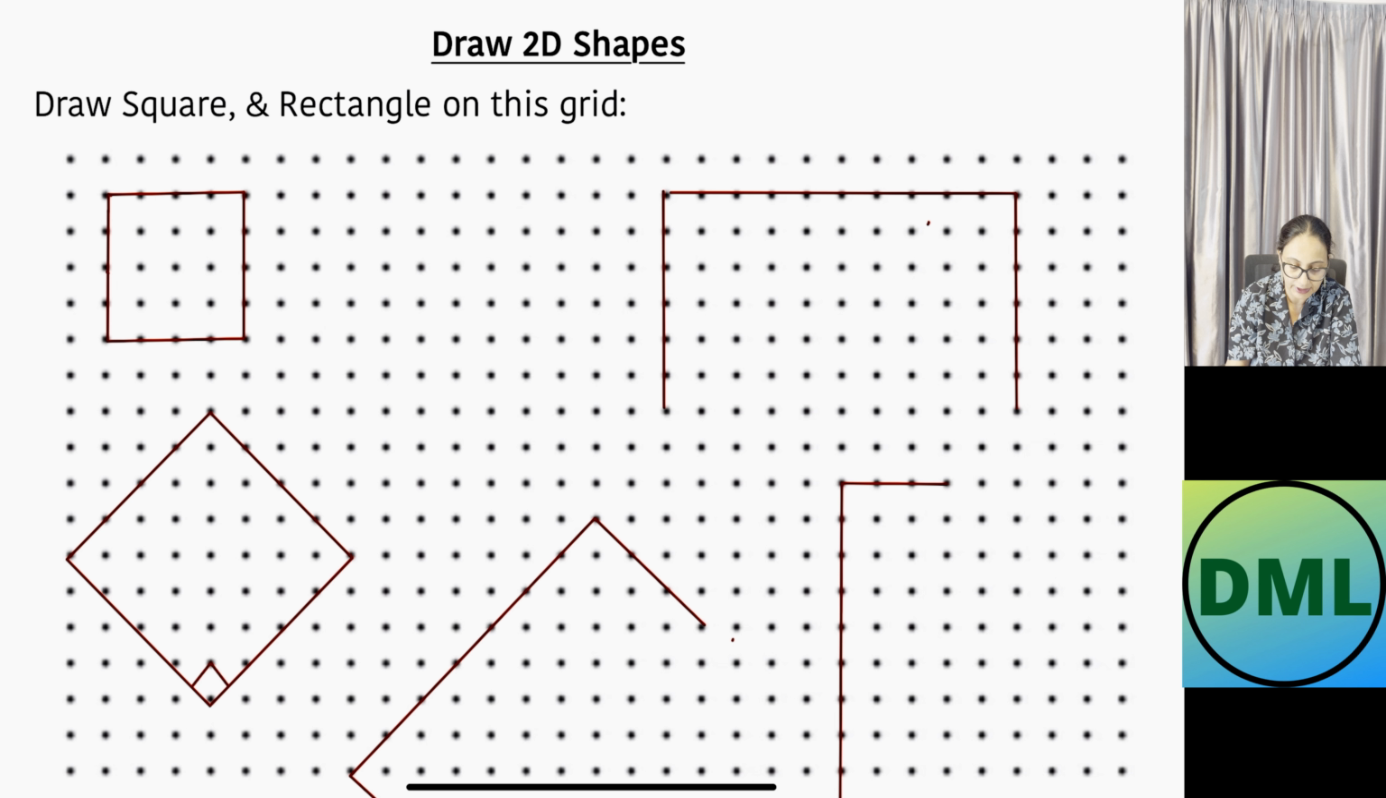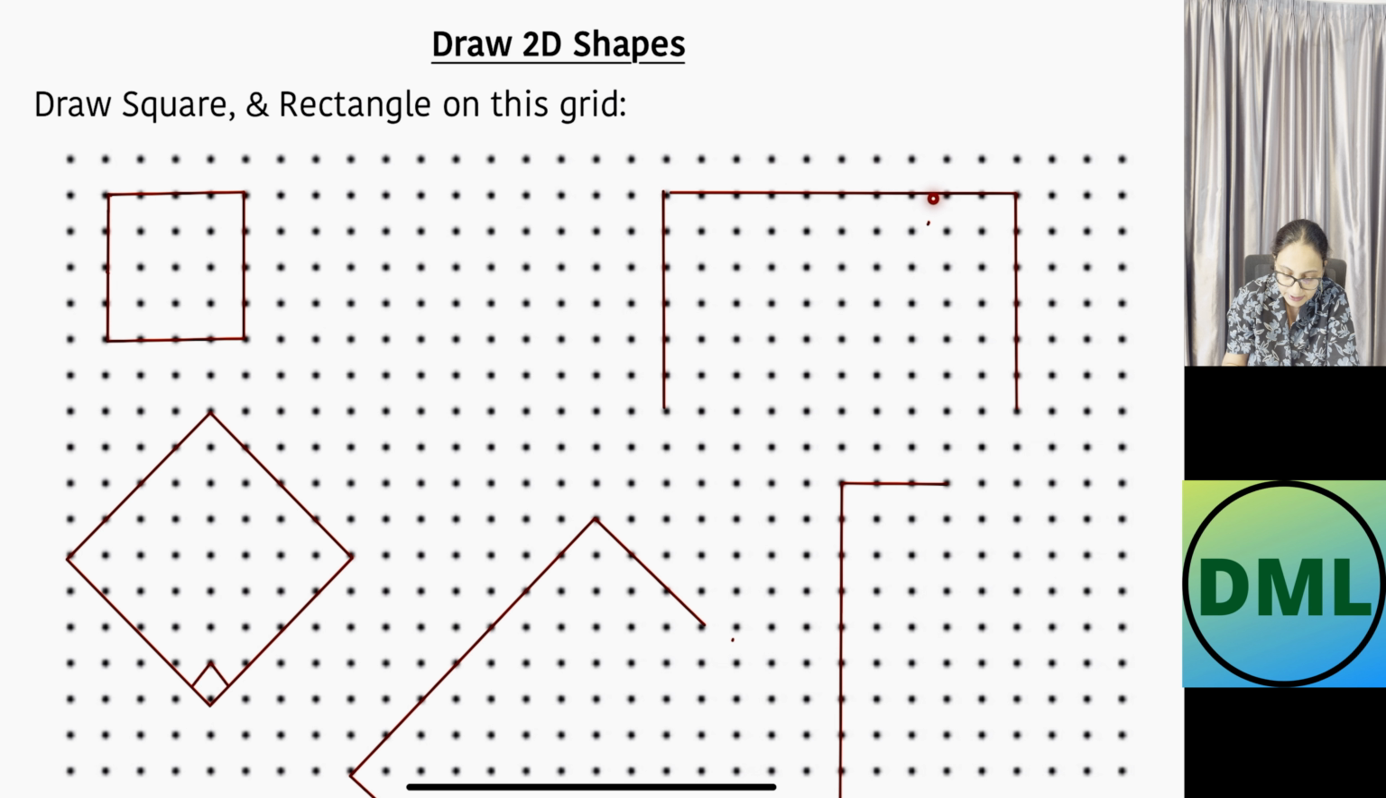I need to draw the rectangle now. We know the properties of the rectangle are opposite sides are the same and the sides are at 90 degree, as well as length and the breadth are of different lengths. We have to pick the length and the breadth of different lengths. Let's pick the length as 10 units and breadth as 6 units.